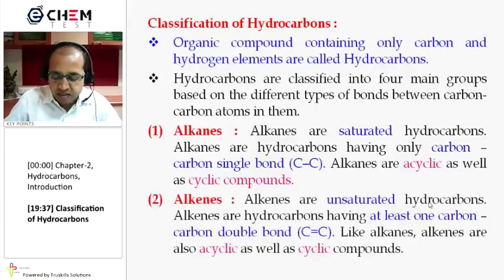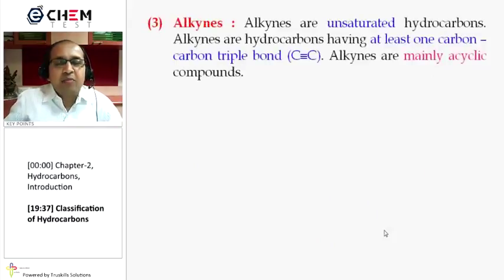Same way, second is alkenes. Alkenes are unsaturated hydrocarbons, number one. Why are they unsaturated hydrocarbons? Because they contain at least one carbon-carbon double bond. And like alkanes, alkenes are also acyclic as well as cyclic in nature. Similarly, the third type of hydrocarbon is alkynes. Alkynes are unsaturated hydrocarbons. Alkynes also decolorize KMnO4 and bromine water. Alkynes are hydrocarbons having at least one carbon-carbon triple bond, and alkynes are mainly acyclic in nature. Cyclic alkynes are not possible.